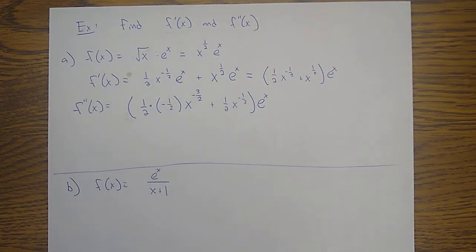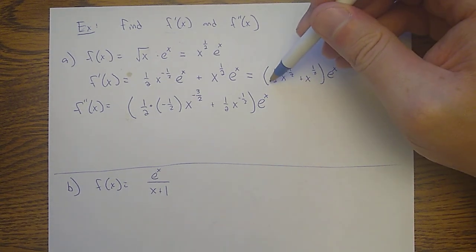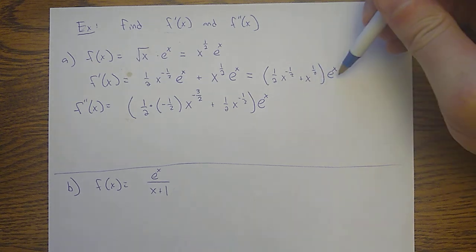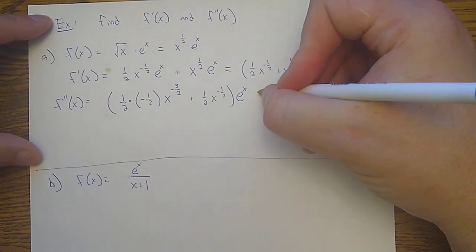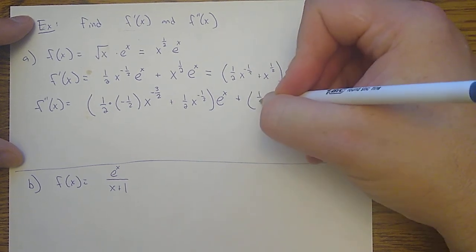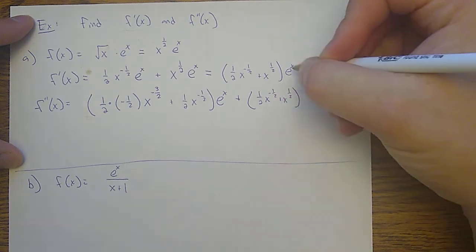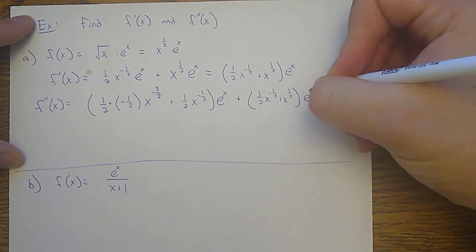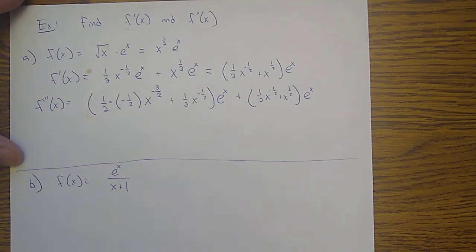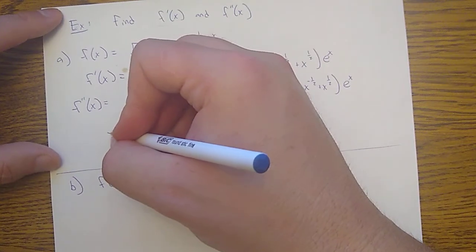Okay, so for the big picture, I'm in the middle of doing the product rule, and so far I've done the part where I did the derivative of this and I left this alone. There should be a second part where I leave this alone and I do the derivative of e to the x, which once again is just e to the x.